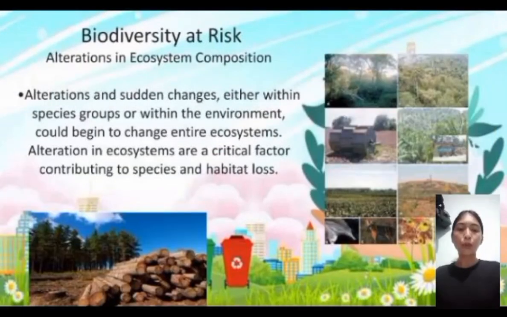Alterations in ecosystem composition. Alterations and sudden changes, either within species groups or within the environment, could begin to change the entire ecosystem. Alterations in the ecosystem are a critical factor contributing to species and habitat loss. When the makeup of an ecosystem changes, like the number of predators, types of plants, or soil quality, it can throw off the natural balance. This might happen due to pollution, climate change, or introducing new species. Such disruption can be dangerous for the survival of the native species.